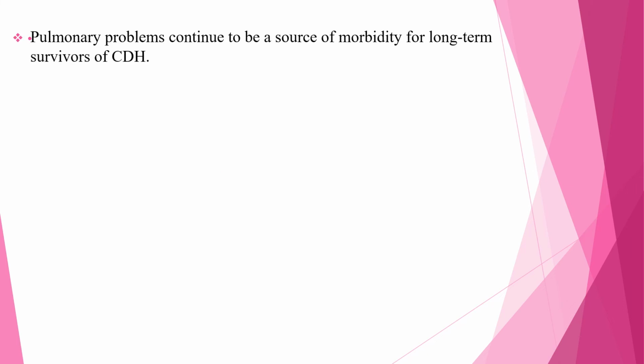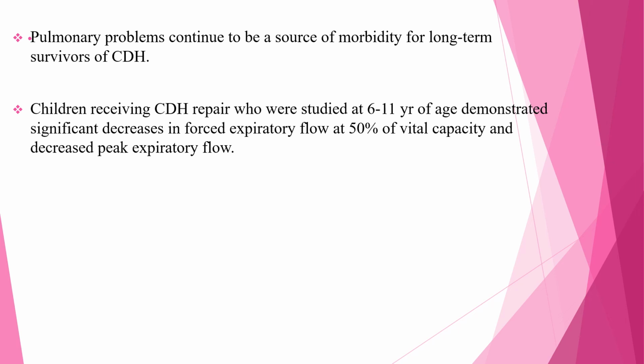Pulmonary problems continue to be a source of morbidity for long-term survivors of congenital diaphragmatic hernia. And children who received congenital diaphragmatic hernia repair and were studied at 6 to 11 years of age demonstrate a significant decrease in forced expiratory flow at 50% of vital capacity and a decreased peak expiratory flow. Both obstructive and restrictive lung disease can be seen. And those without severe pulmonary hypertension and barotrauma do the best.